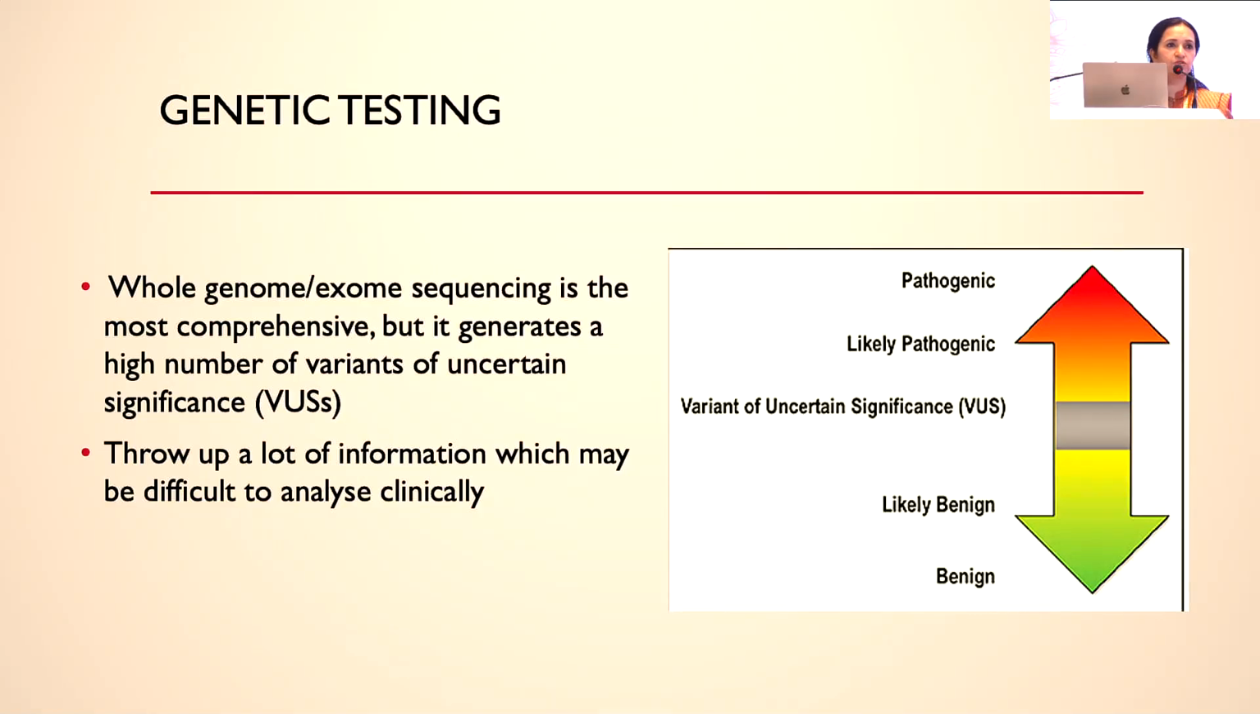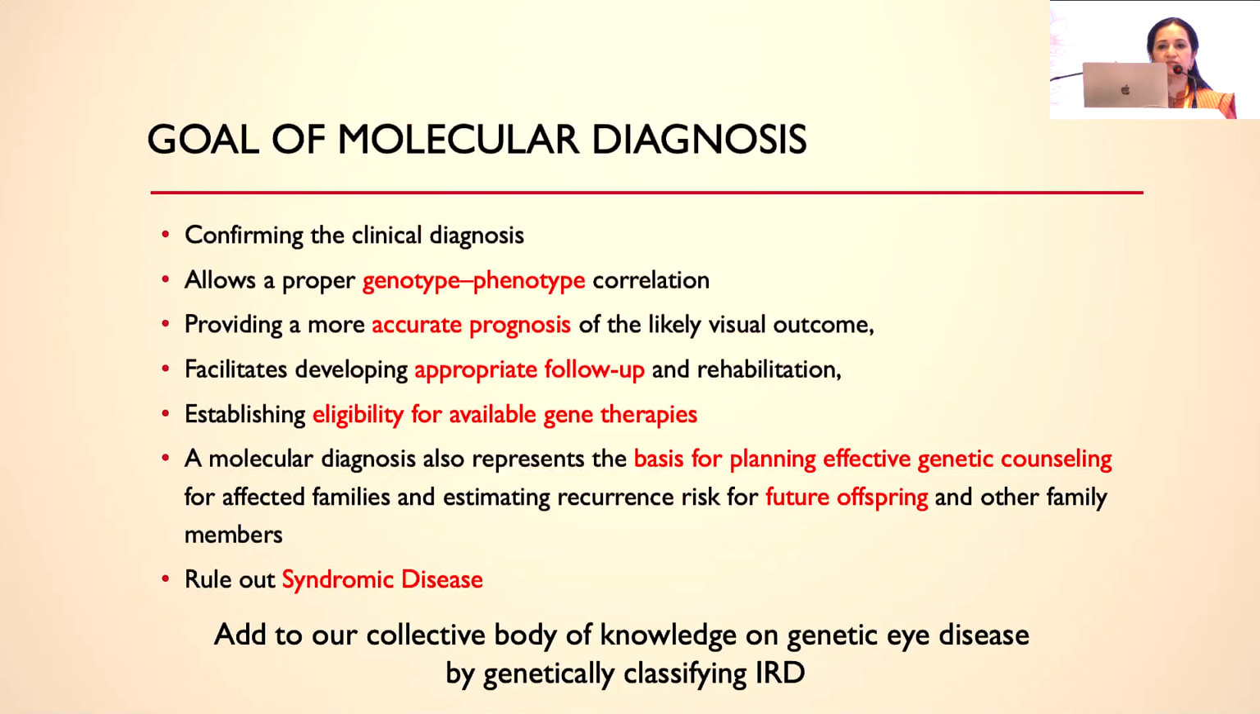If you do a whole genome, which in most of the countries like the UK is done for these patients, the number of uncertain mutations, where you don't know whether they are really responsible for the disease or not, can be increased, and the interpretation can become extremely difficult.